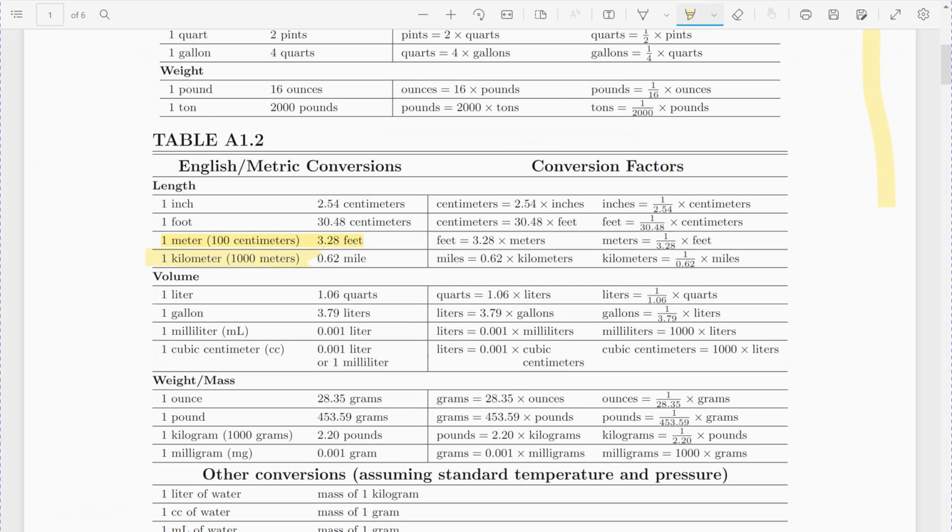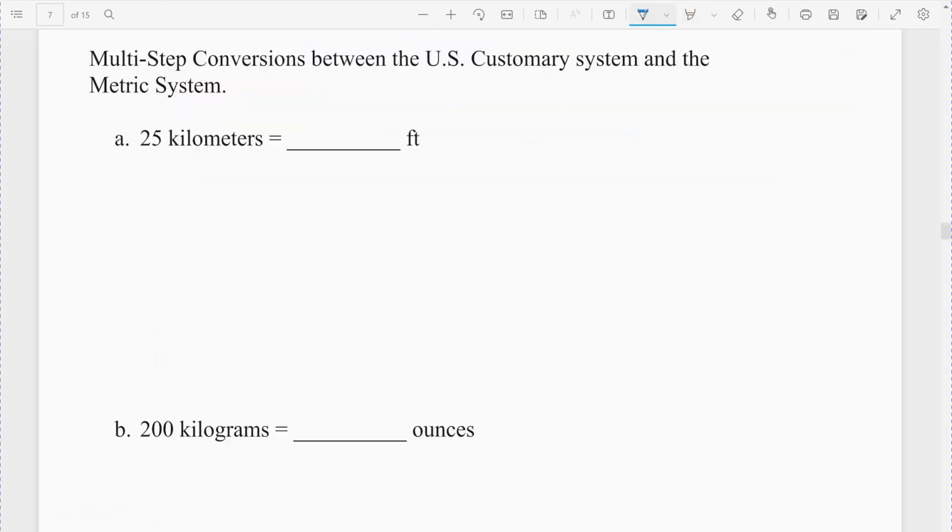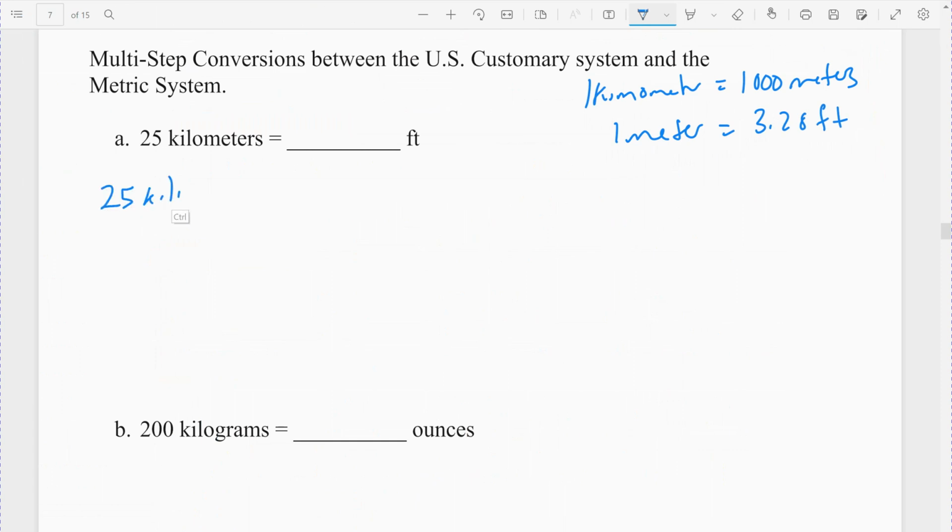Oops, hit the wrong thing. Going to kilometers to feet. All right, so I know 1 kilometer is equal to 1,000 meters. I also know 1 meter is equal to 3.28 feet. And so that's what we're going to use. All right, so 25 kilometers. If you've done a lot of these and you know the quick conversion, you can just go straight to the quick conversion. I'm going to use the conversion factor.